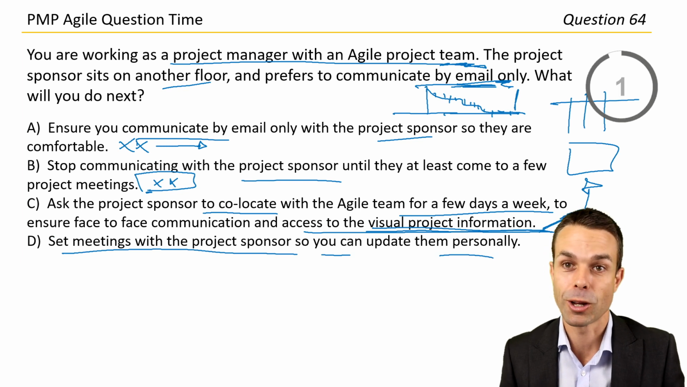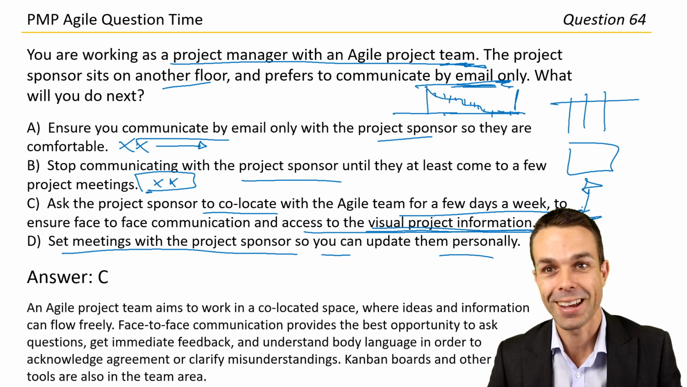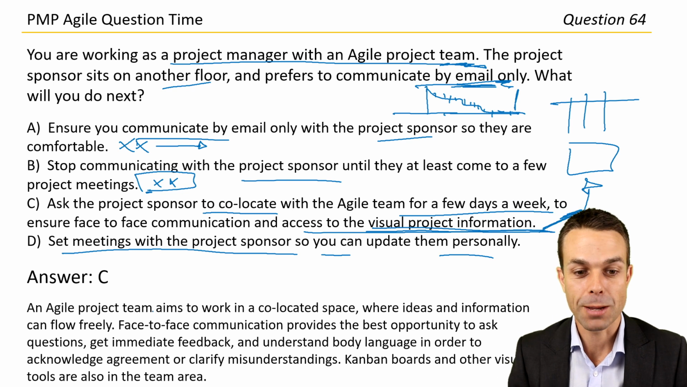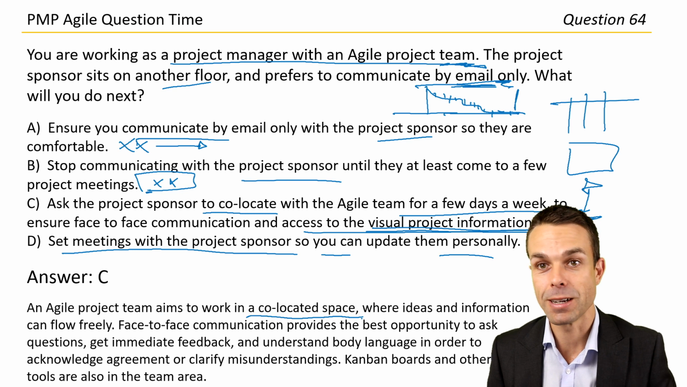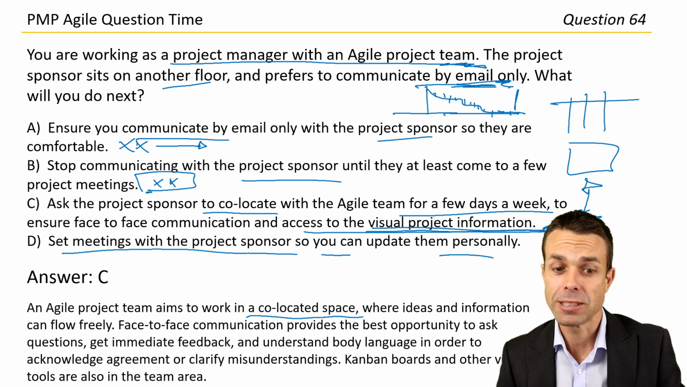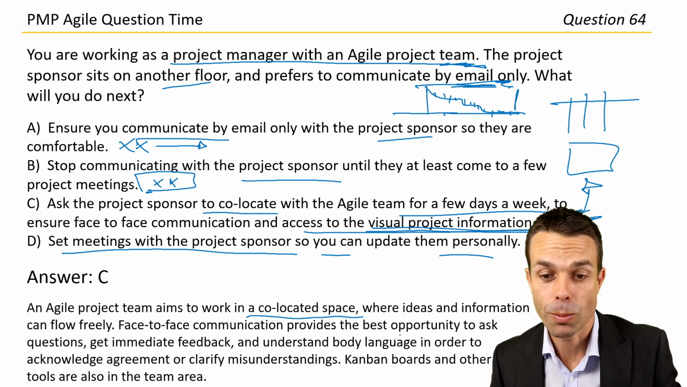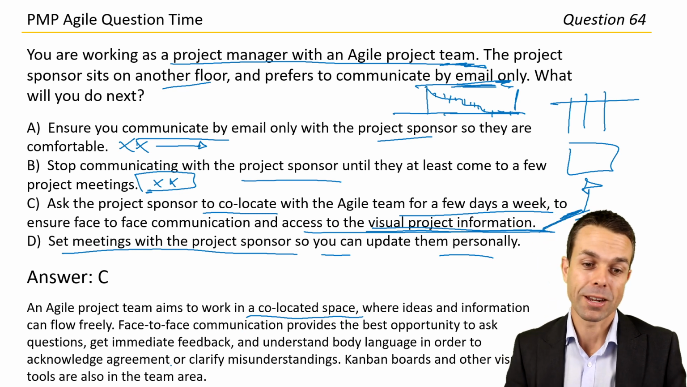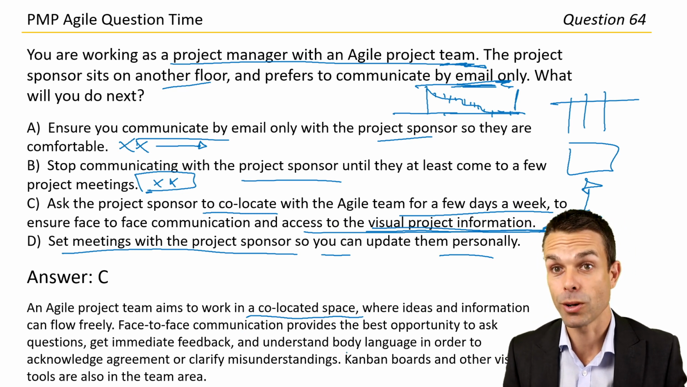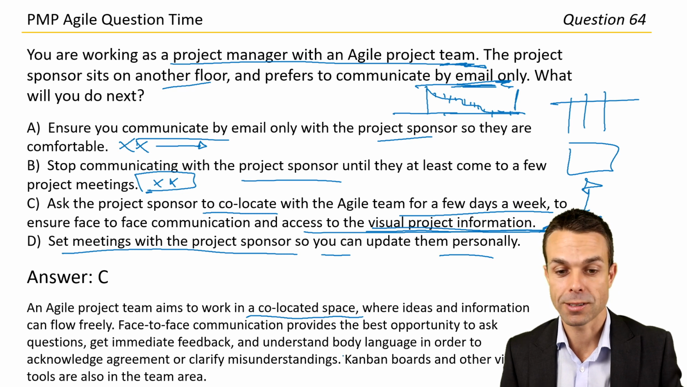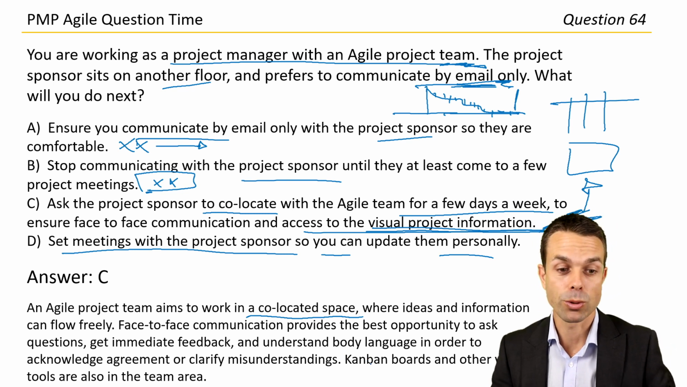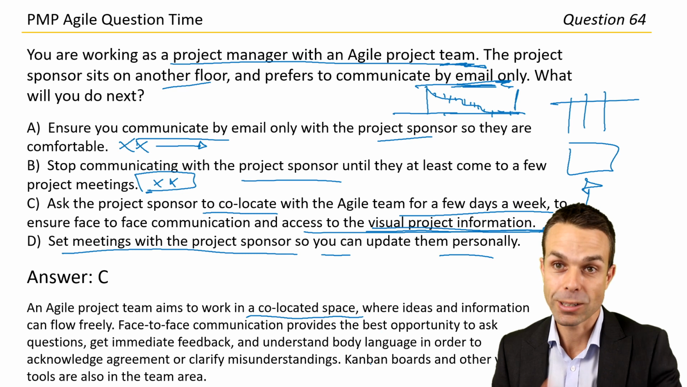Look, I still think we're going to go with answer C here. Let's check it out. Answer C. An Agile project team aims to work in a co-located space where ideas and information can flow freely. Face-to-face communication provides the best opportunity to ask questions, get immediate feedback, and understand body language as well, in order to acknowledge agreement or clarify misunderstandings. Kanban boards and other visual tools are also in the team area, as we were saying.